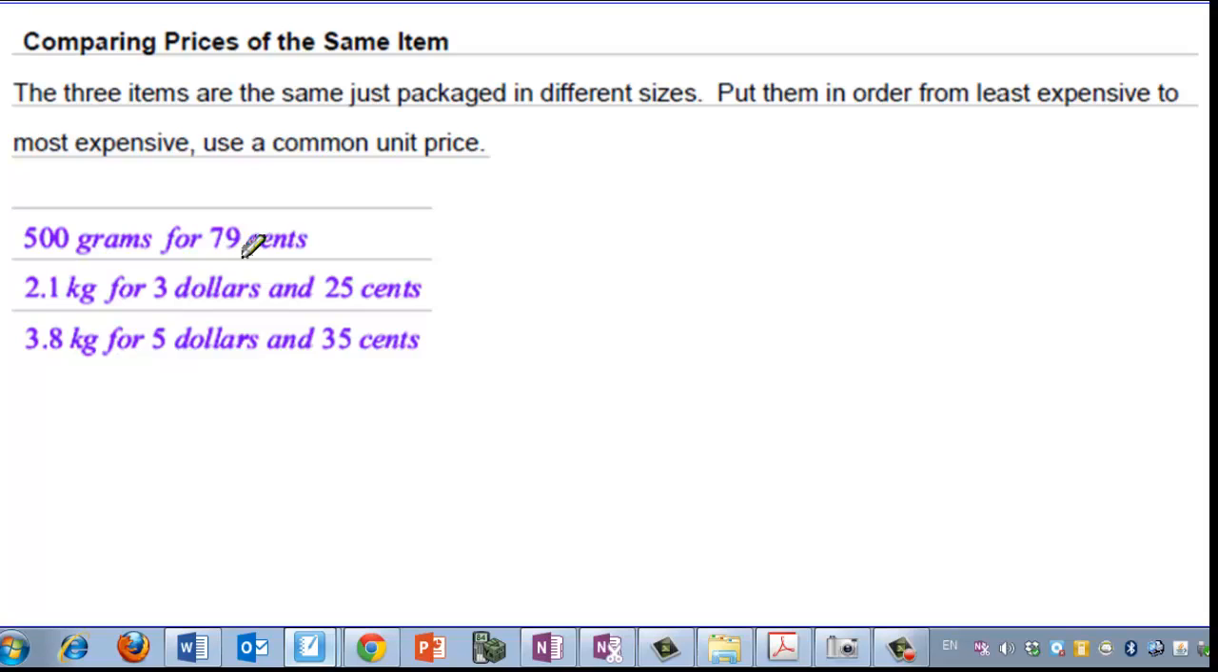We can also use unit prices to find out the cost of the same items. For example, these 3 items are the same, they're just packaged in different sizes. We're going to put them in order from least expensive to most expensive by using a common unit price. In this particular case, we are going to calculate how much it costs per kilogram so that we can make an informed judgment on which one is going to be the best deal.